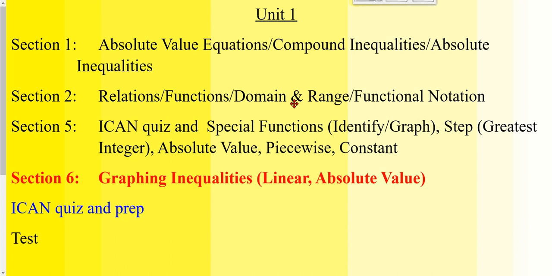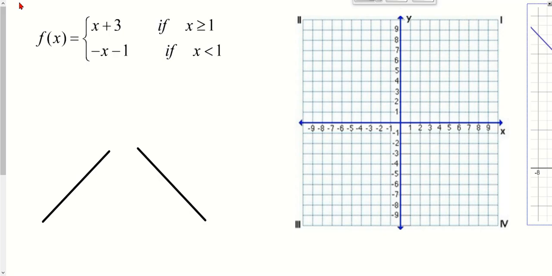We're going to go ahead and finish up chapter 1 here. We're going to look at section 6. We're going to use a combination of graphing by hand and graphing by decimals. So this first one, we're going to go ahead and use decimals on it because it's a piecewise, because we have two totally separate pieces.